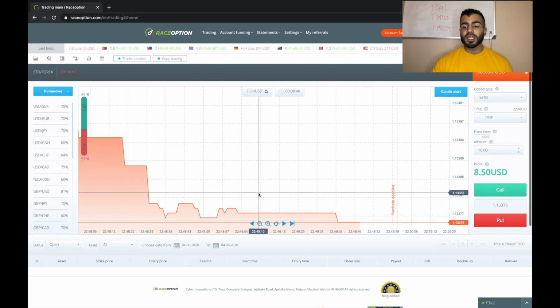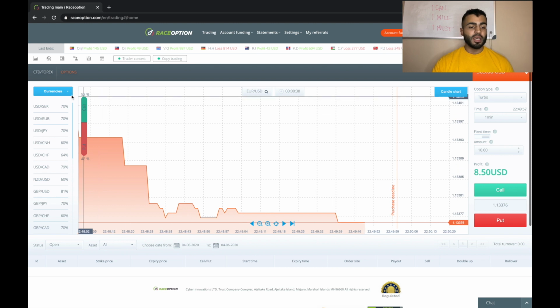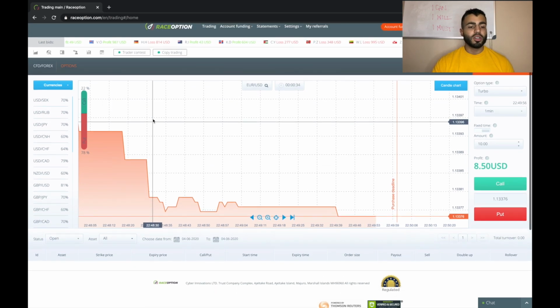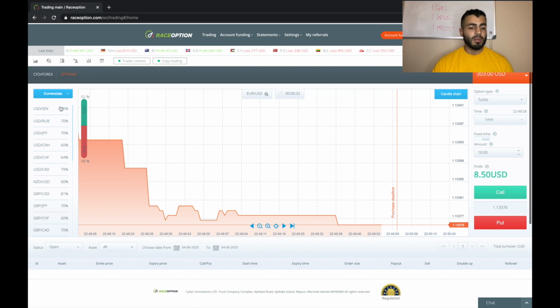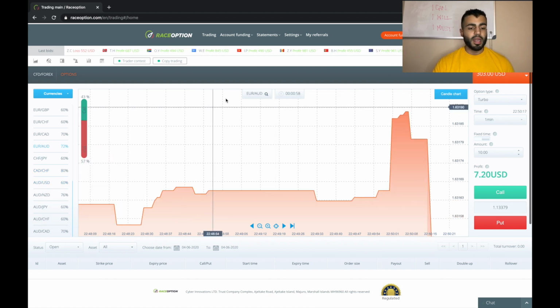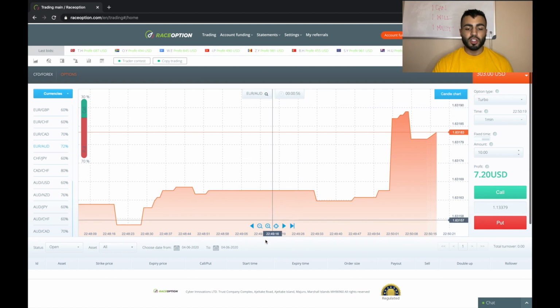And the first thing I want to talk to you guys about is really the left portion of the trading terminal of raceoption.com, right? Which is the currency location. So where you get to pick the different types of currencies you can trade. So here, as you guys can see, you have the US dollar to the Japanese yen, you have the US dollar to the Swiss franc, USD CAD, the New Zealand dollar to the US dollar, right? All the different currency pairs. So if you wanted to trade a specific currency, you would just click on it and then it would automatically change you to that specific currency chart.